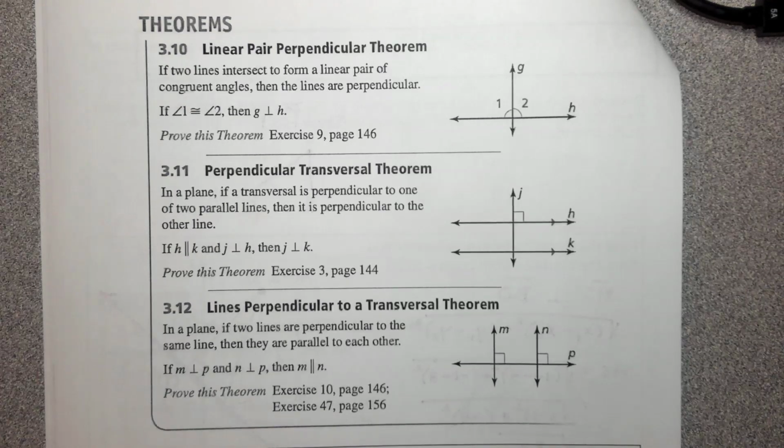All right. The next one is the perpendicular transversal theorem. In a plane, if a transversal is perpendicular to one of two parallel lines, then it's perpendicular to the other one. Why does that make sense? If we know it's perpendicular to the first one and the two lines are parallel, how do we know it's perpendicular to the next one? Because the two lines are parallel, so it's going to intersect at the same degrees. Because they have the same slope.